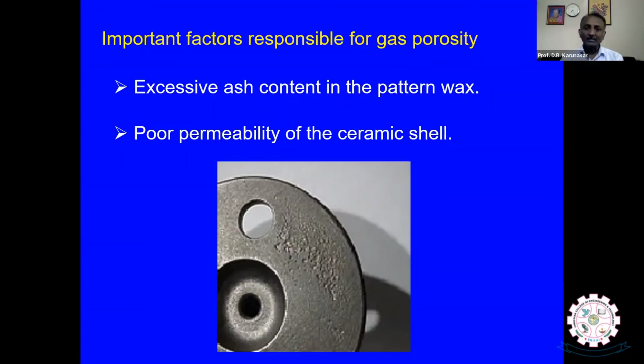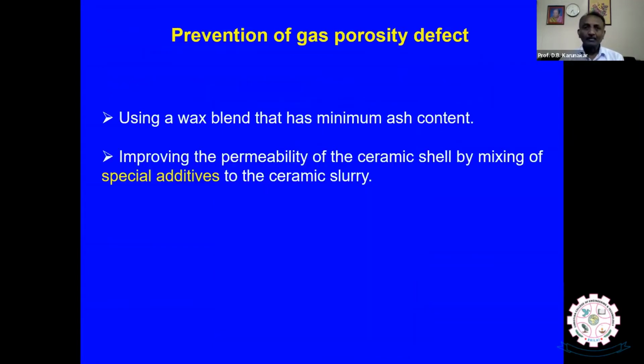Now let us see what investigations people have been doing to prevent this gas porosity in the ceramic shell investment casting process. Prevention of gas porosity: one is using a wax blend that has minimum ash content. That means we have to conduct investigations, make a chemical analysis, and see that the wax blend you are using has minimum ash content. You cannot expect a wax blend to be free from ash content. That is not possible. The only thing is you see that it contains minimum ash content.